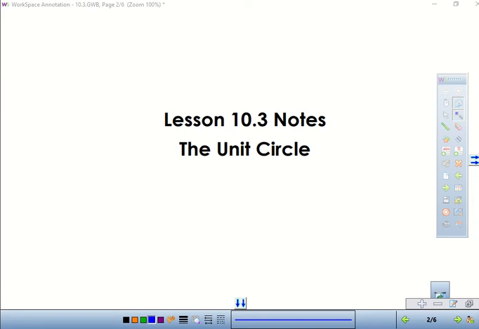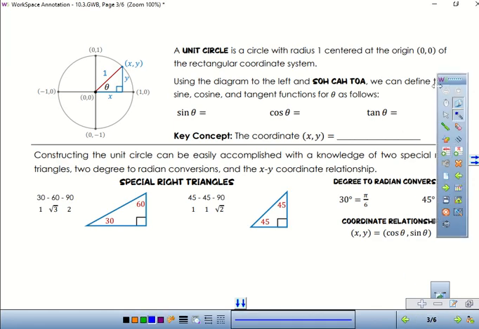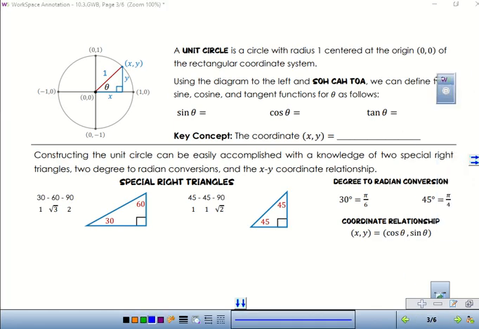Alright, so today we're going to be doing 10.3, which is going to be doing the unit circle notes. So let's talk about what a unit circle is. A unit circle is a circle with a radius of 1 centered at the origin, so 0, 0, of a rectangular coordinate system. So the rectangular coordinate system is the normal coordinate system you're used to using. X and Y, up, down, left, right, 1 unit, all of that.